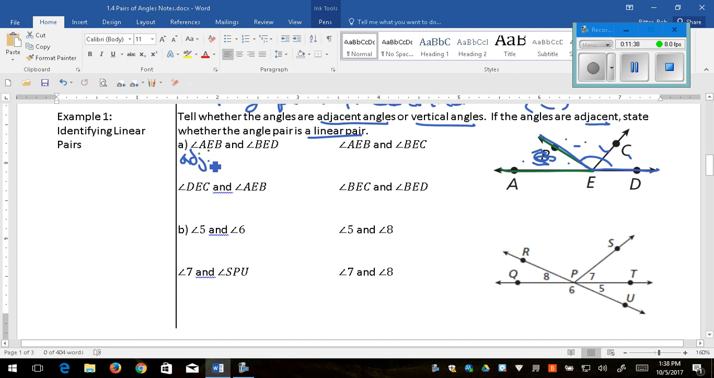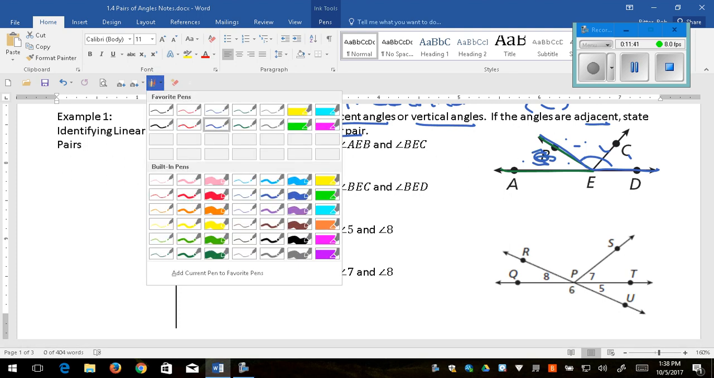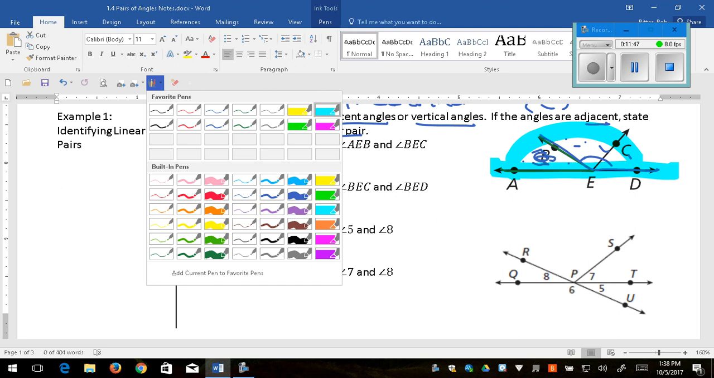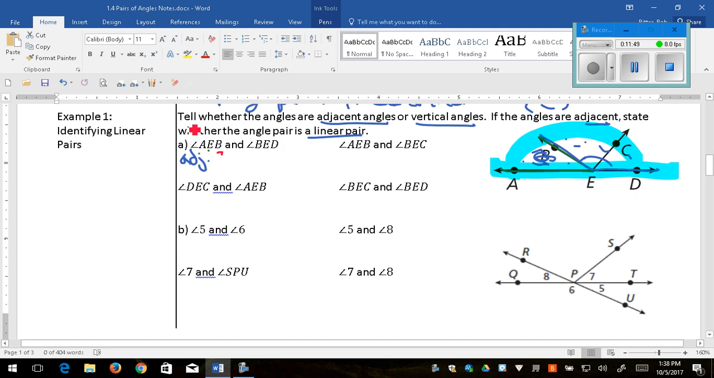They also, if you look carefully, form a straight angle. There's the straight angle right there. So they are also a linear pair. So it is adjacent and a linear pair. You can use capital L, capital P for the abbreviation of linear pair.